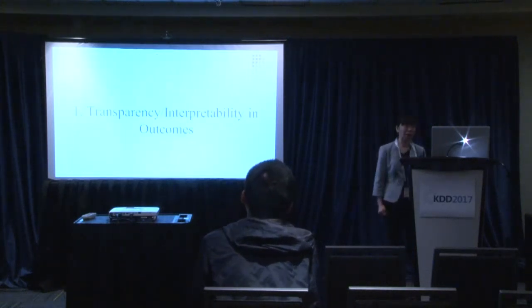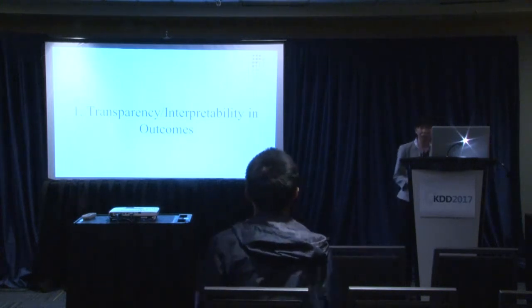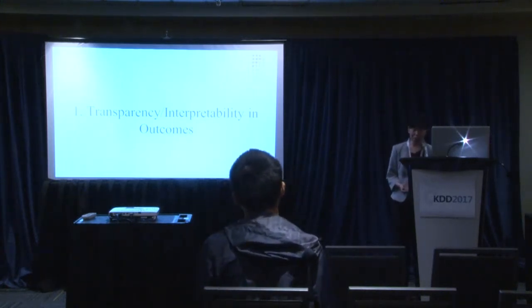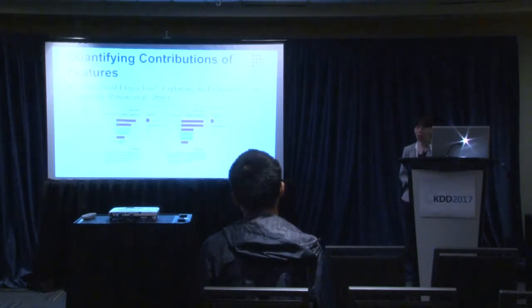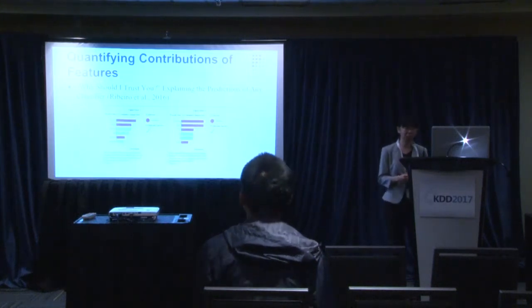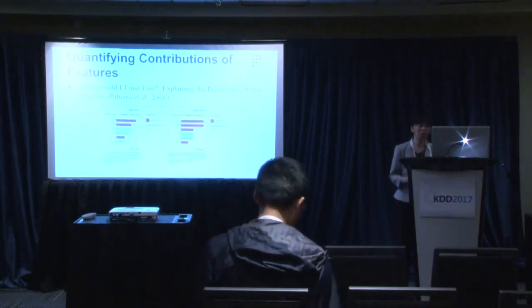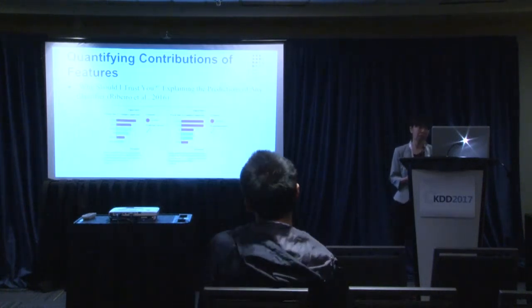First, let's see transparency and interpretability in outcomes. Basically, the algorithms in this category try to explain the predictions or the underlying reasoning process of those algorithms through various techniques. The first method we are going to present is from the work proposed by Ribeiro in 2016, that is in last year's KDD. Why Should I Trust You? Explaining the Predictions of Any Classifier.